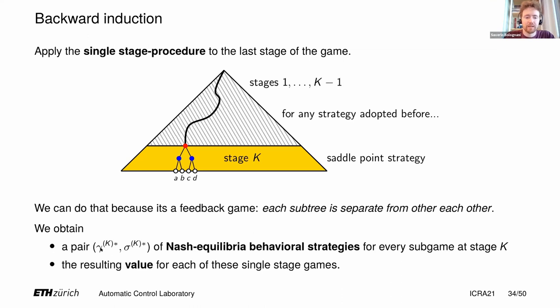So you can find a Γ_K star and a σ_K star, which are the Nash equilibrium strategies for the subgames at stage K. These are going to be different for every subgame, right? You have one per each. They are just separate games that you can solve. And for each of them, you will have a value. Now, it can be a value per player if it's a non-zero-sum game, or a single value for both if it's a zero-sum game.